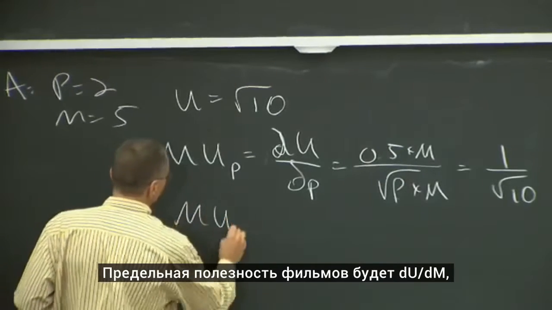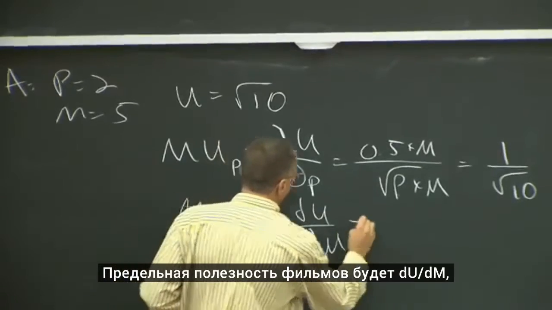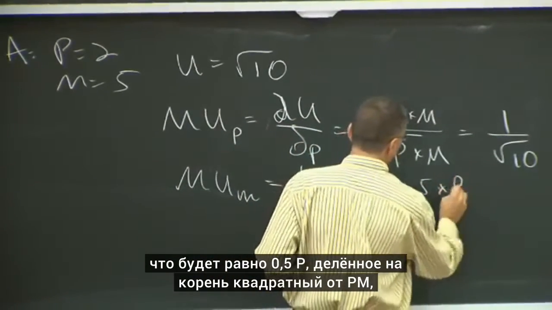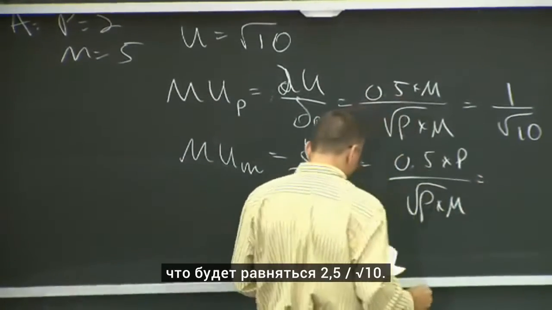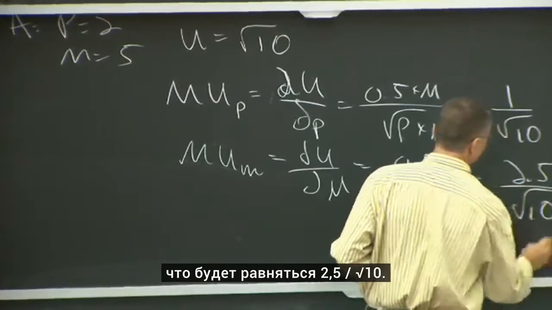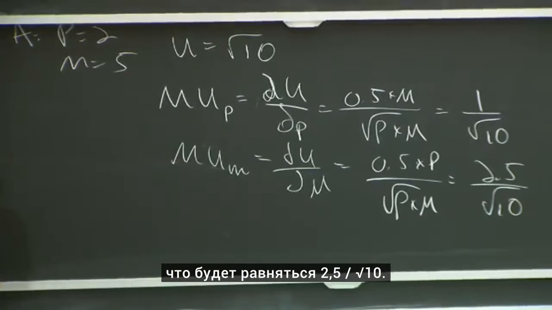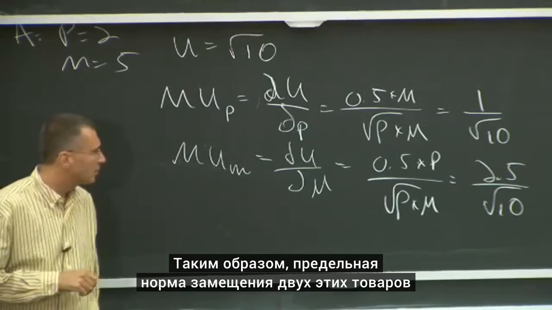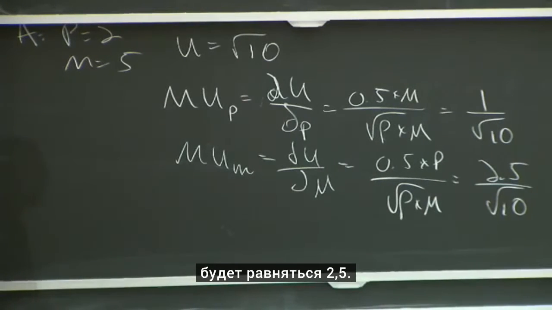Your marginal utility of movies is going to be du dm, which is going to be 0.5 times p over the square root of p times m, which is going to be 2.5 over the square root of 10. So the marginal rate of substitution between these two is 2.5.